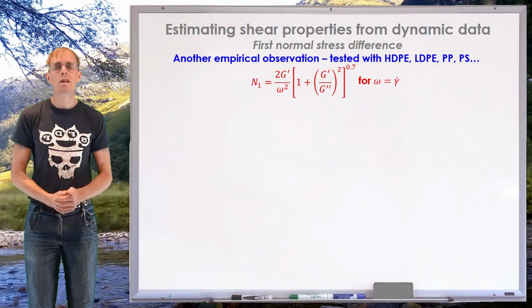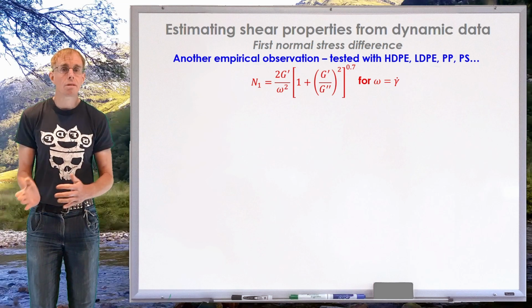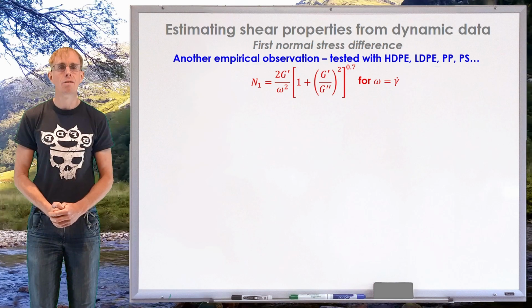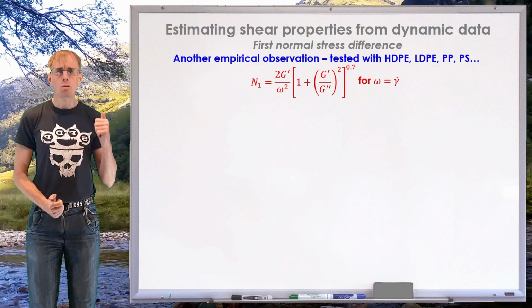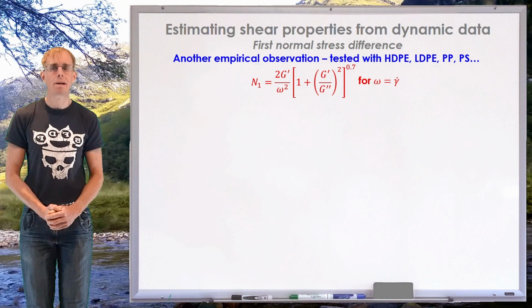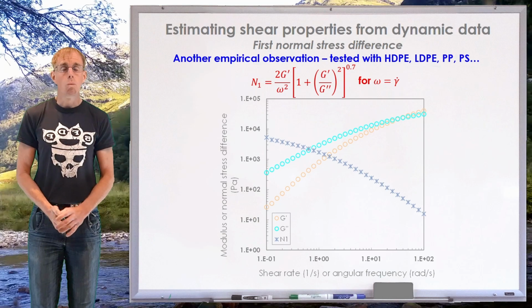The complex moduli, however, your viscous modulus and your elastic modulus, you can measure at high angular frequency relatively readily and relatively reliably. And so Laun's rule there will allow us to estimate N1 as a function of G' and G double prime. Why might that be useful?